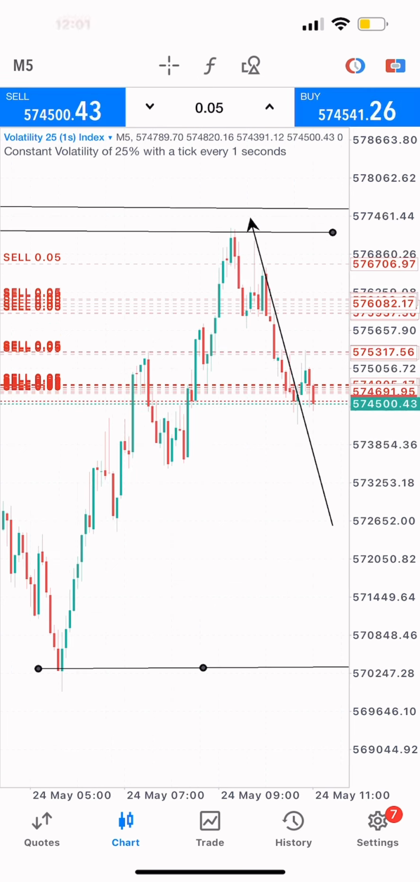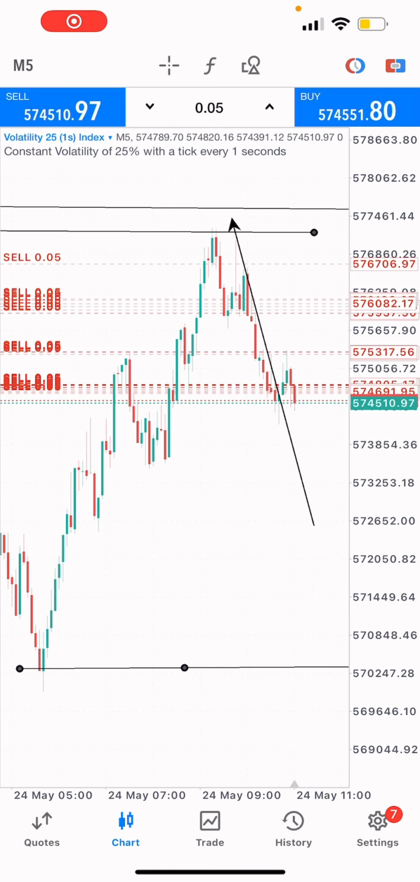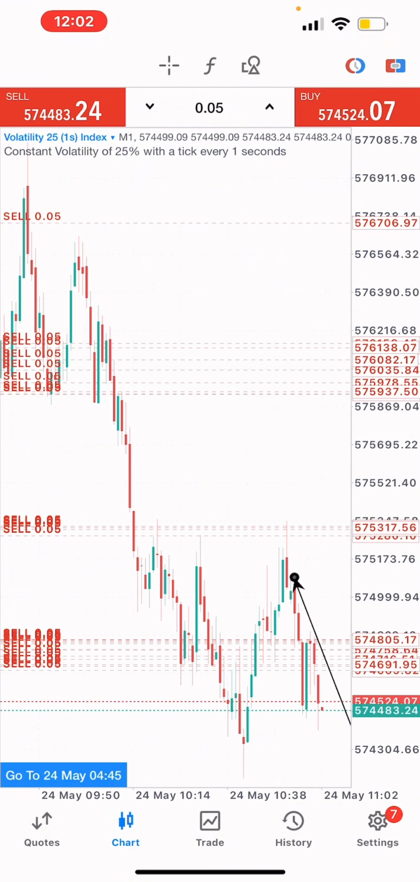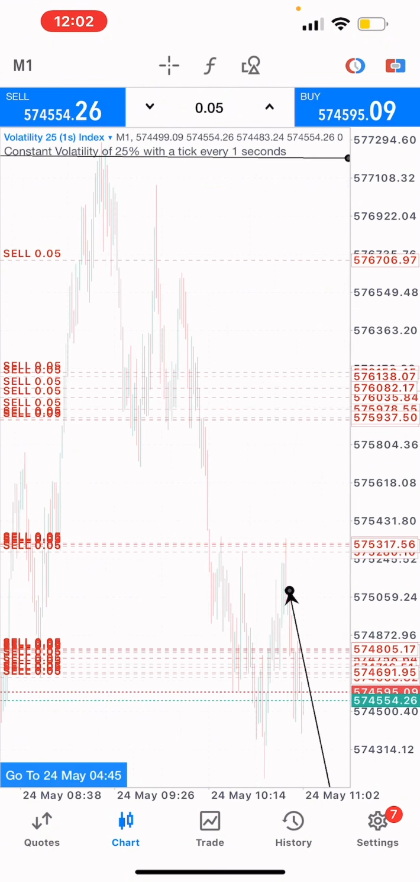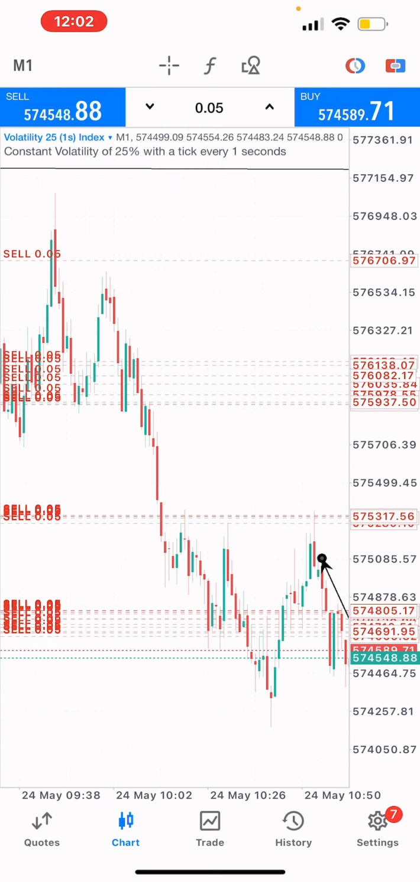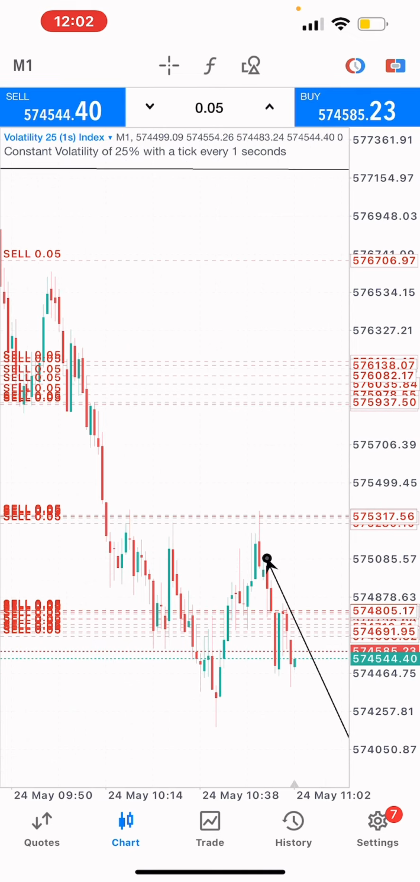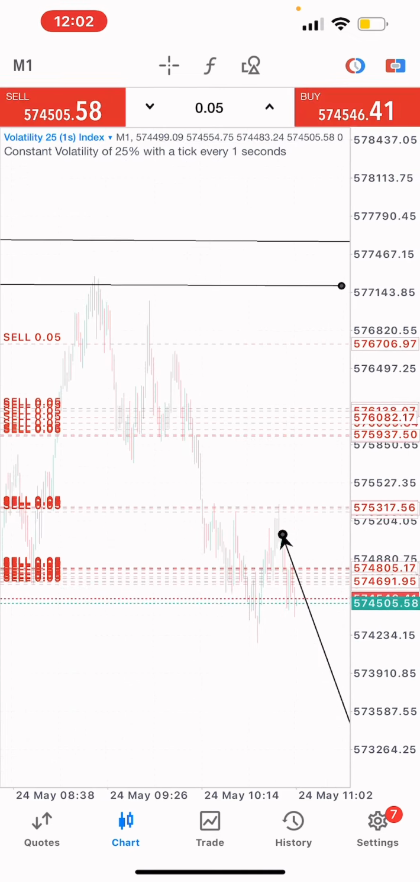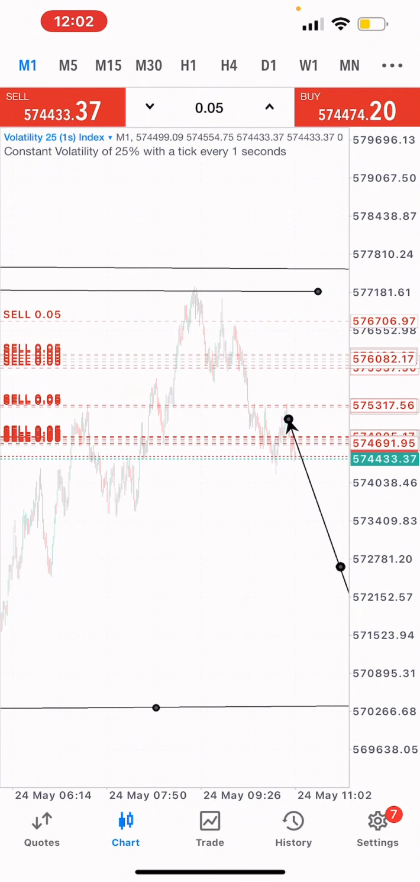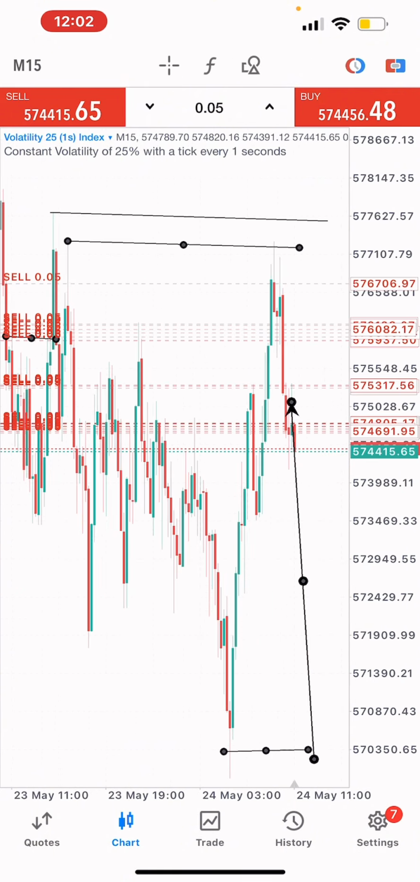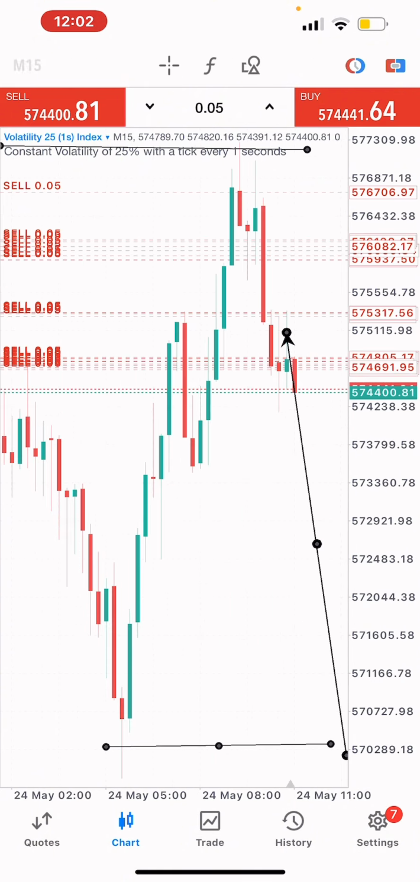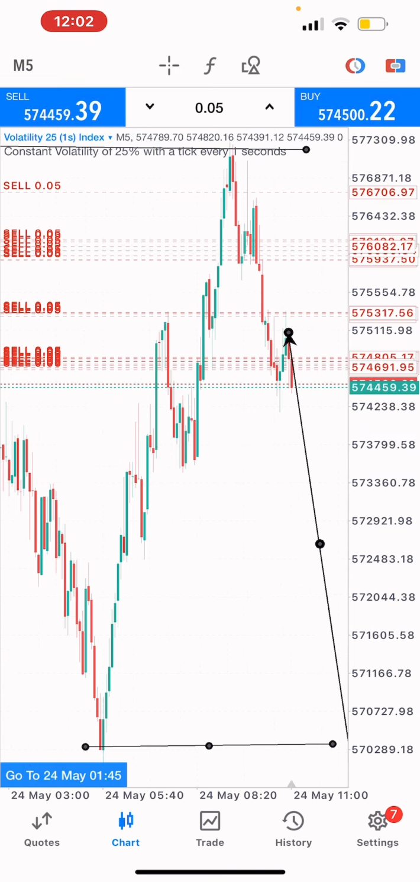All right, guys. Right now, we just added some more entries on the pullback. Let's look at the 1 minute time frame. On the 1 minute time frame, the market pulled back to some form of resistance level, and we added some more sales. So right now, let's see what is actually going to happen. This trade actually looks so promising, guys.